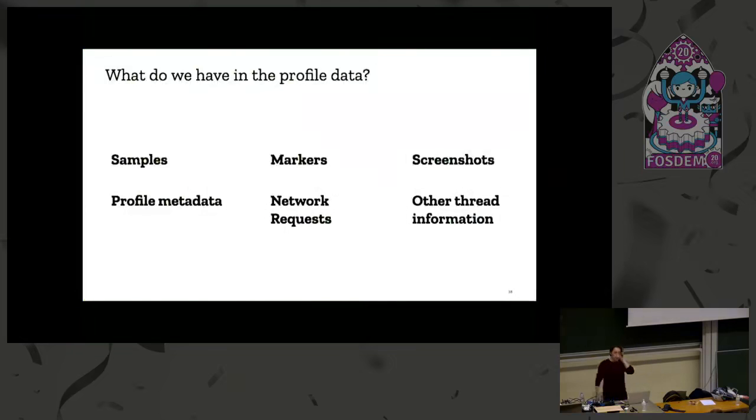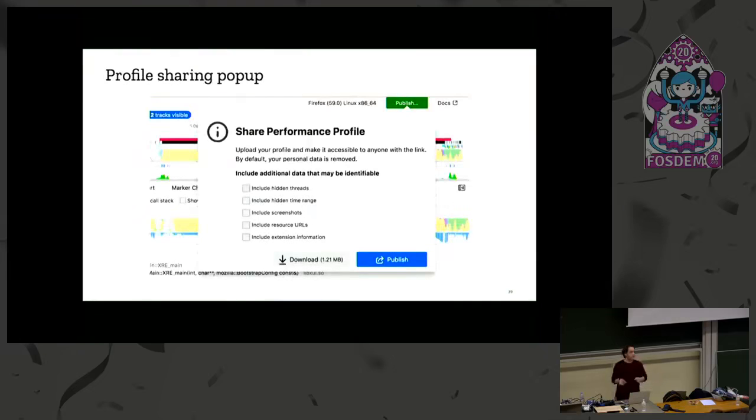So inside the profiler data, we have a lot of different kinds of data. The first two are the ones that we mentioned. Those are the main ones: samples and markers, and we have screenshots, network requests, metadata, etc. So keep in mind those. And so once you get the UI, actually there's a button on the top right corner named Publish. So you can click into that, and this pop-up will come up. And here you can actually remove some of your personal data before sharing it.